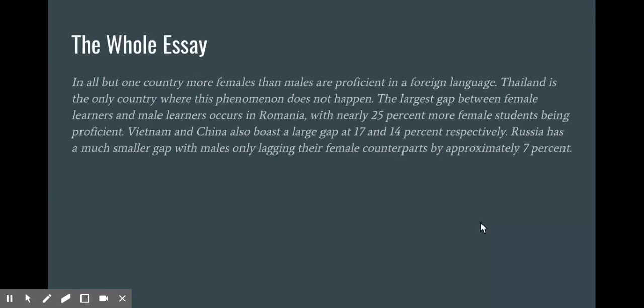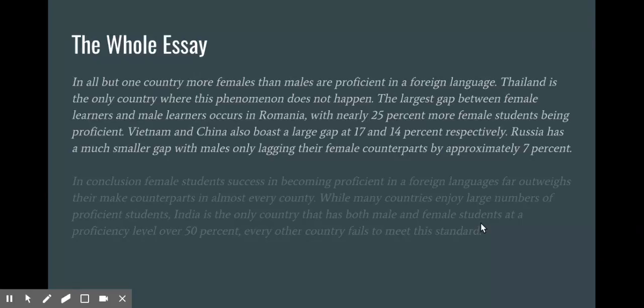The largest gap between female learners and male learners occurs in Romania, with nearly 25% more female students being proficient. Vietnam and China also boast a large gap at 17 and 14% respectively. Russia has a much smaller gap, with males only lagging their female counterparts by approximately 7%.